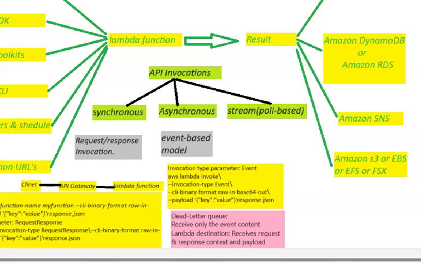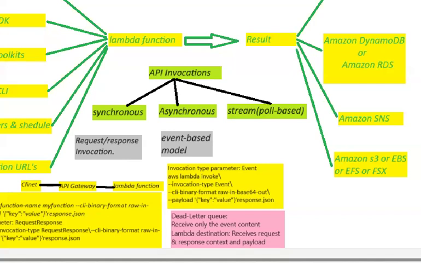Among these three models, which invocation is right for me, sir? You can choose based on your use case. You can use synchronous invocation whenever your app needs to wait for a response, if your app is expecting some response. Then the synchronous model is better. It helps to maintain your order.